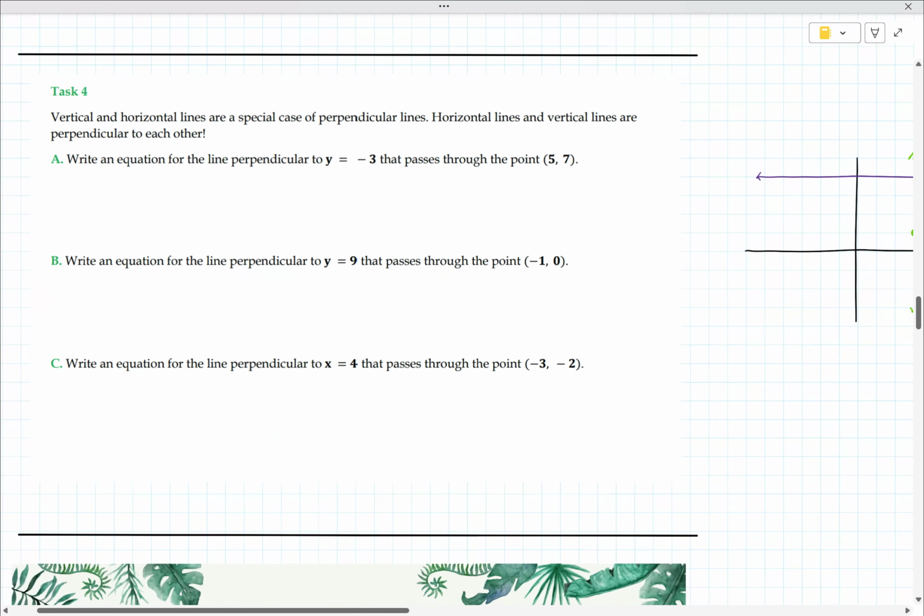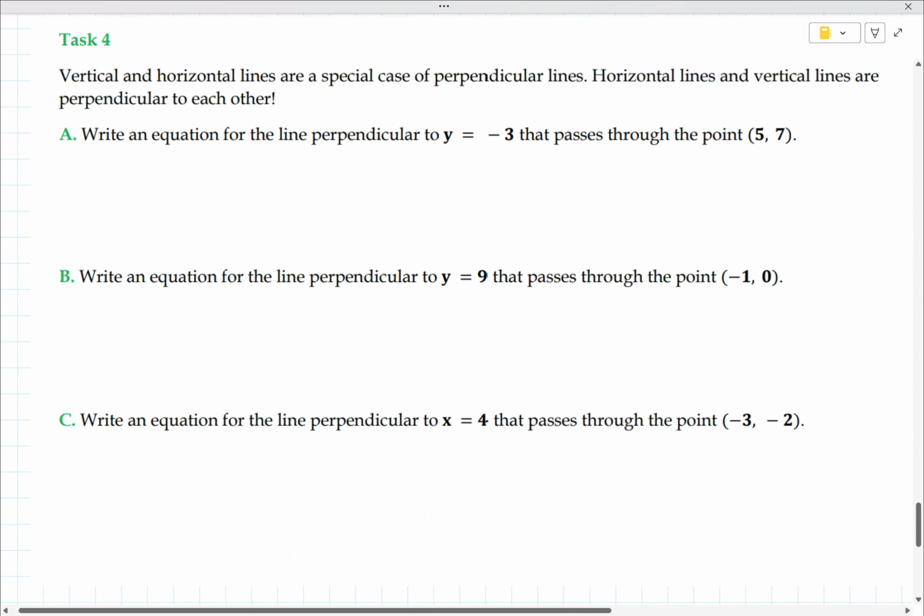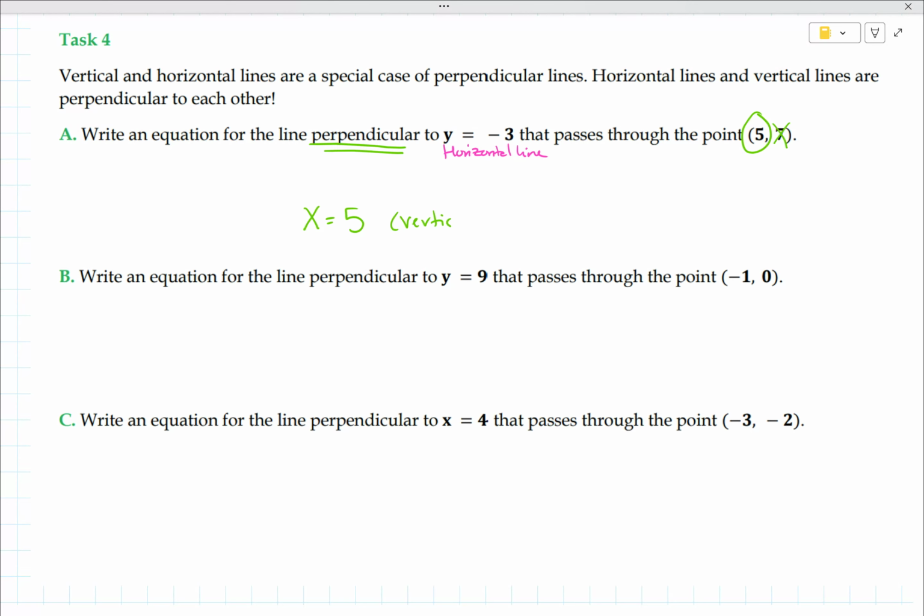So if we look at example A here, in task 4, question A, the equation of the line perpendicular to y equals 3. Y equals 3 is going to be a horizontal line. So that's focusing on the y coordinate. And if I want to make something perpendicular to this, I'm not going to do another y equals. I would focus in on the x coordinate. So for a vertical line, we'd be x equals 5. So horizontal needs a vertical line to be perpendicular to it. All right, go ahead and try B and C, and then check your answers.